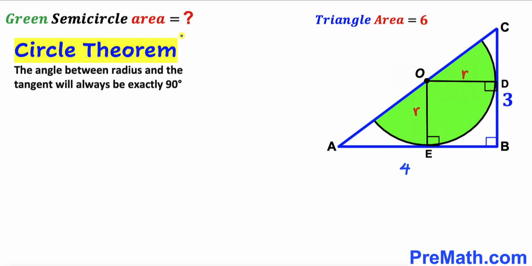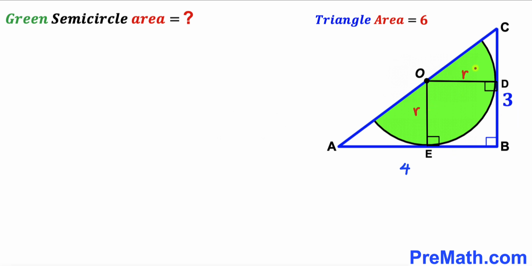Now let's recall the circle theorem. According to this theorem, the angle between the radius and the tangent line will always be 90 degrees. So no wonder this angle and this angle turn out to be 90 degrees each, since these are our radii and these are our tangent lines. Now our task is to calculate the value of this radius r before we could calculate the area of this green shaded semicircle.